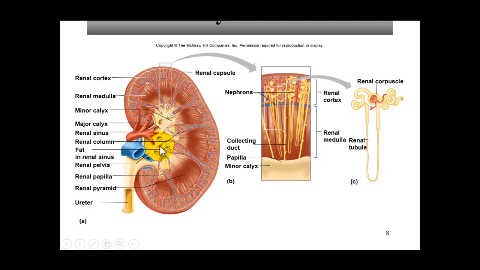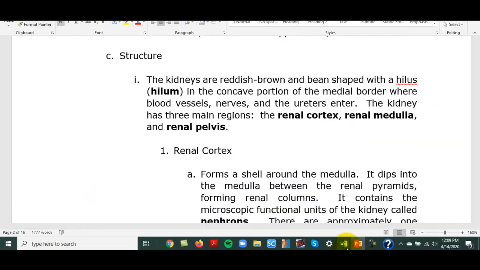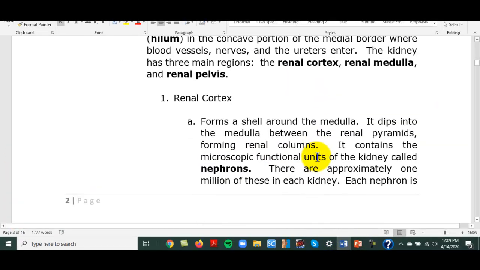This area with the yellow coming down this way are called the calyces. There's the major and minor calyx. There's two major calyx, and then all the smaller ones are called the minor. Calyx are like little pipelines.